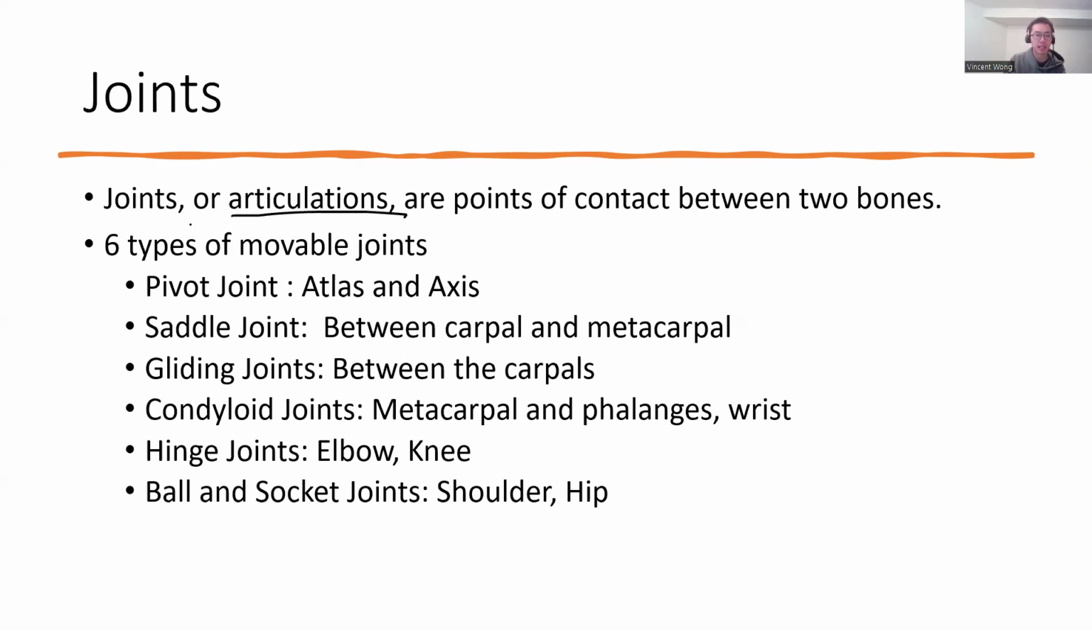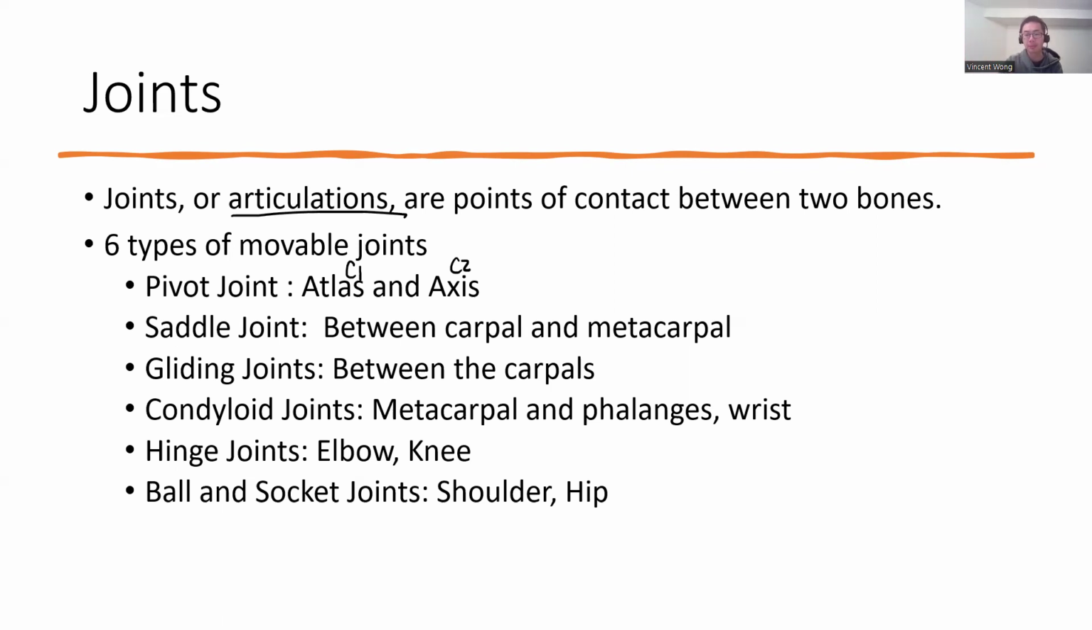So the first example is what we call a pivot joint. Okay, so pivot joint allows us to rotate about 180 degrees. And the example of pivot joint is the atlas and the axis. Atlas and axis are also known as C1 and C2, right? Those are the two cervical bones at the top part of your spine.